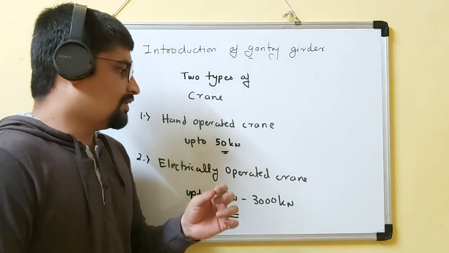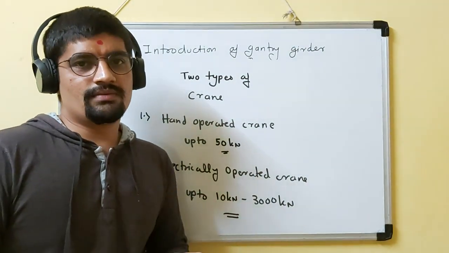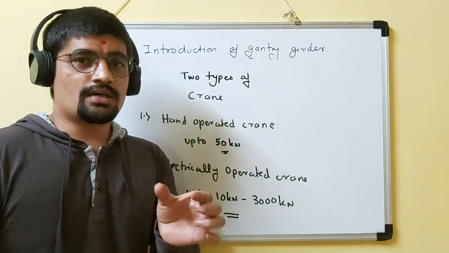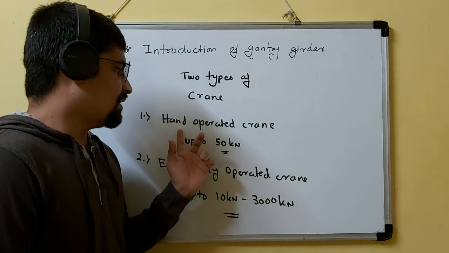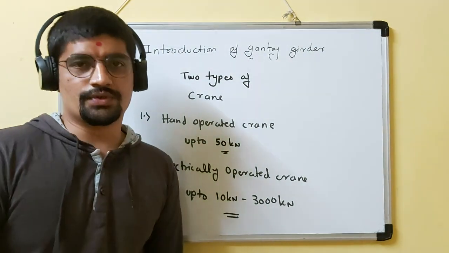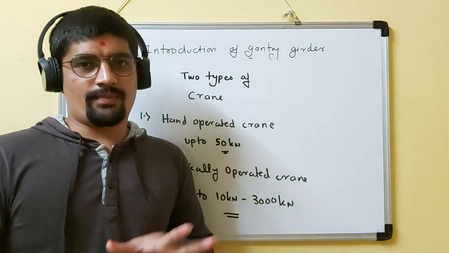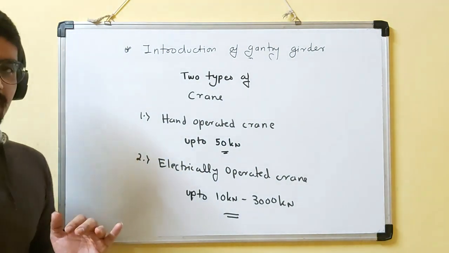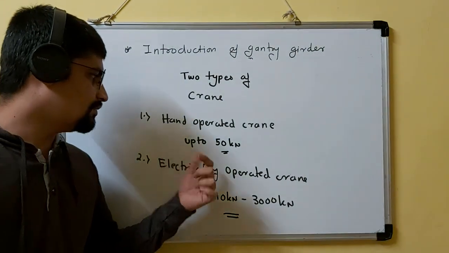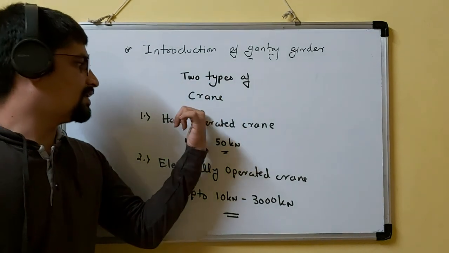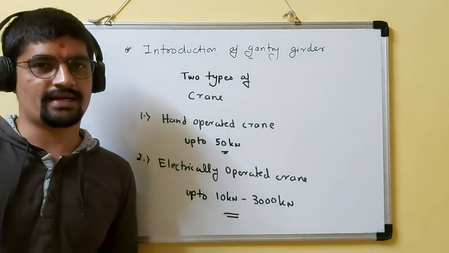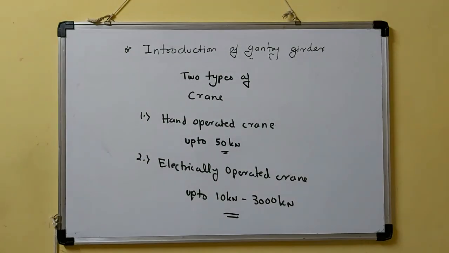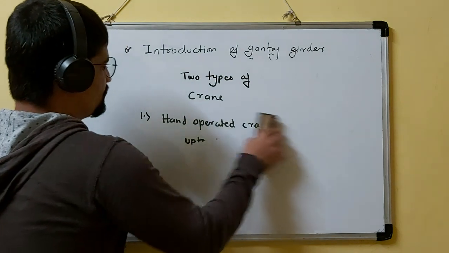Somehow an idea or clue will be given in the question about which type of crane is being used. The difference will be only the impact factor. Nothing else. So what is the impact factor? I will explain later. So there are two types of crane: first hand operated and second electrically operated. So the first topic, the introduction of gantry girder, is covered. Now moving towards the second topic, loads acting on the gantry girder.